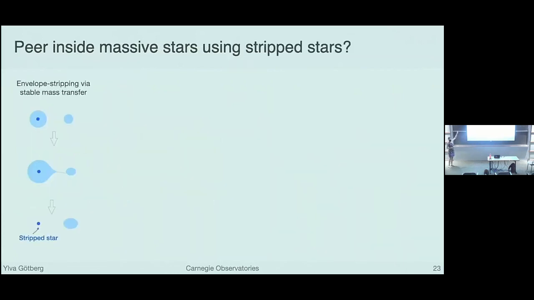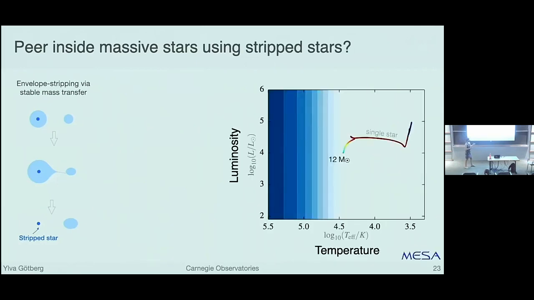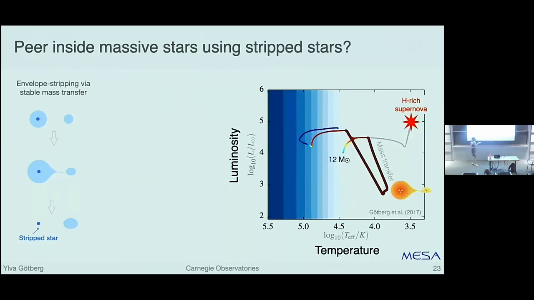If you have two stars in a binary, the most massive star evolved first, stripped of its hydrogen-rich envelope to expose the helium-rich core. In the HR diagram, it looks like this. Here we have a single star evolving to the red, exploding as a hydrogen-rich supernova. If you strip the star, the line changes direction, and it's a hydrogen-poor supernova in the end. The stripped star spends most of its life over there, the really hot part of the HR diagram. If you're wondering, the color is ionizing flux. So it's also really interesting.